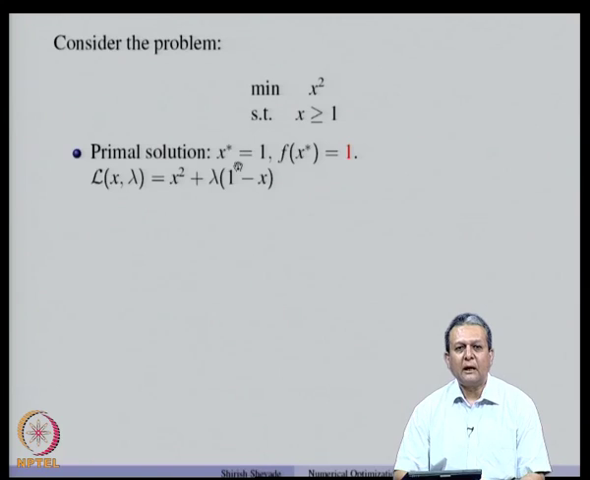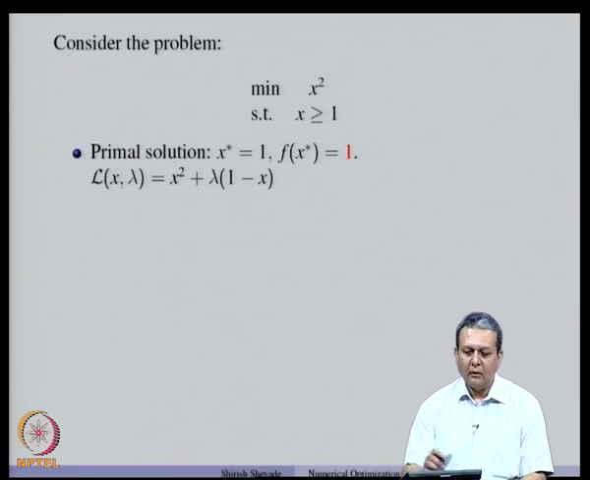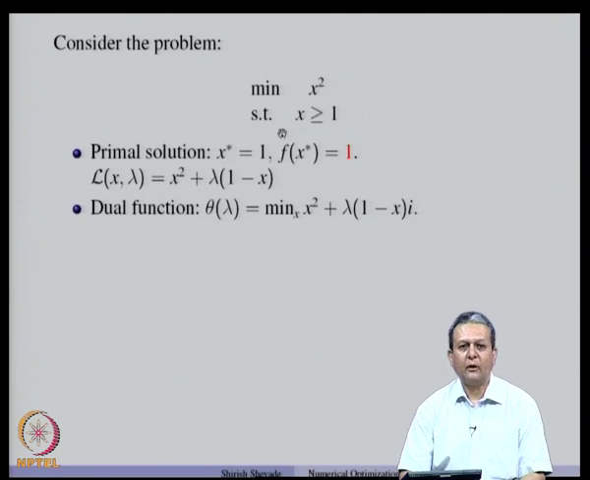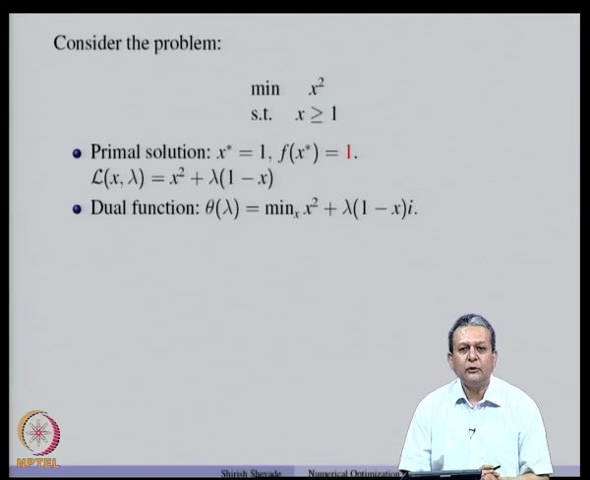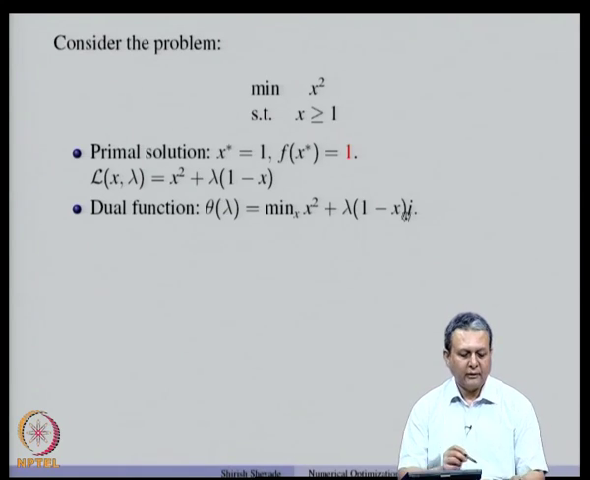Now, let us write down the Lagrangian of this problem. The objective function x square plus lambda into (1 minus x), by rewriting the constraint as h(x) less than or equal to 0. Now, let us see what the dual function is. The dual function is to minimize L(x, lambda) over x. So, minimize x square plus lambda into (1 minus x).